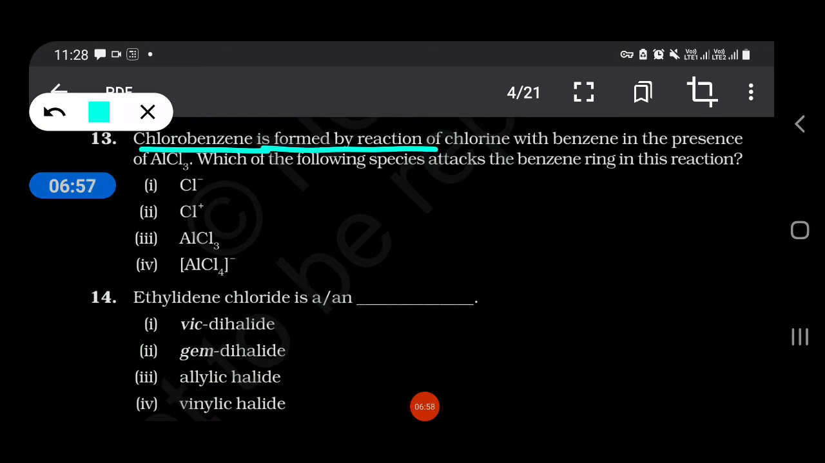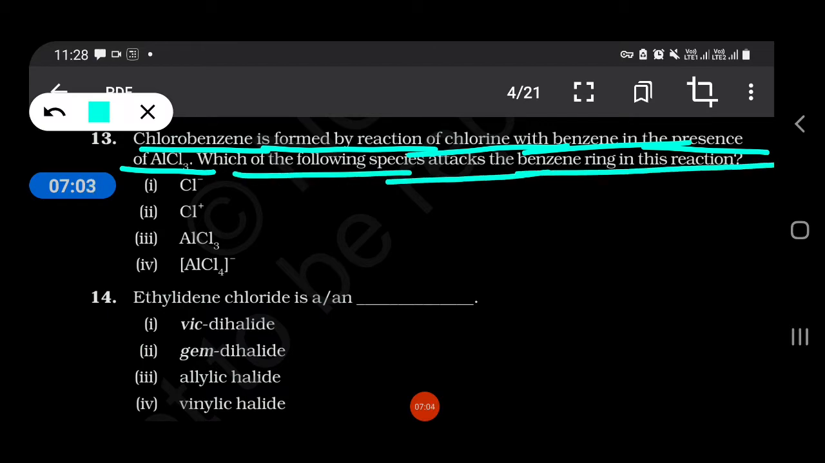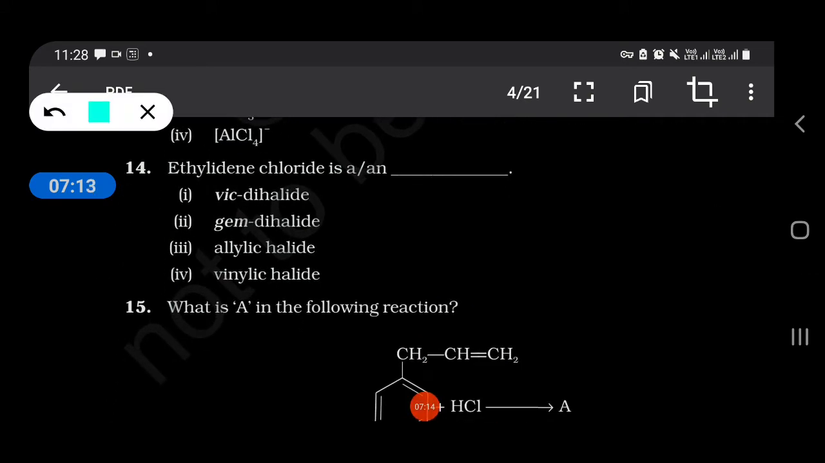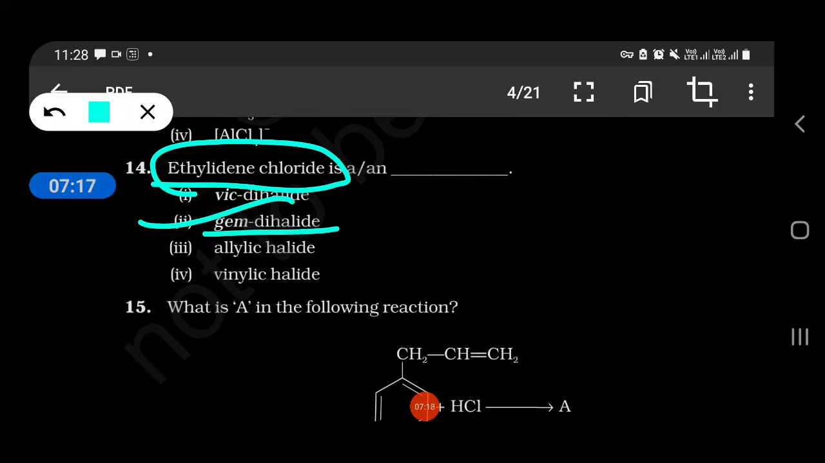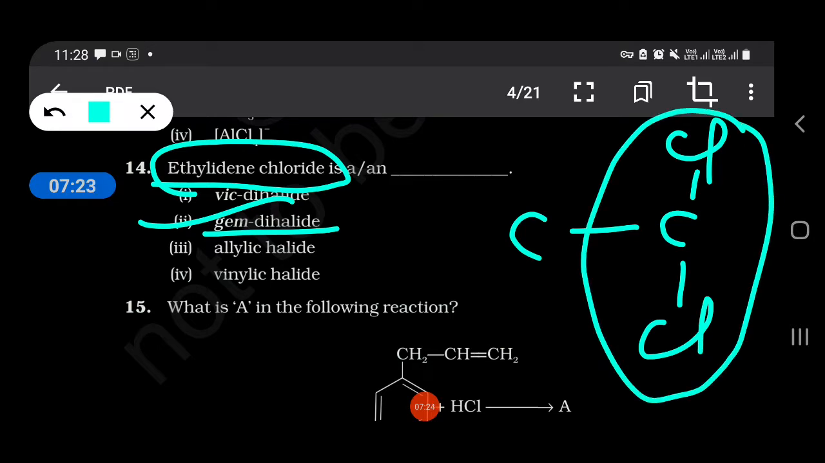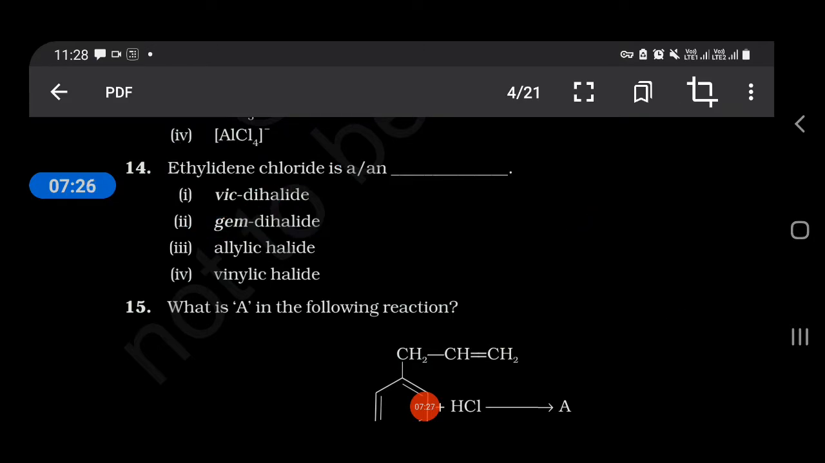Chlorobenzene is formed by reaction of chlorine with benzene in the presence of AlCl3. Which of the following species attack the benzene ring in this reaction? So our answer is Cl plus because it is an electrophilic reaction. Okay. Ethylidene chloride is gem dihalide because on same carbon both X are attached.